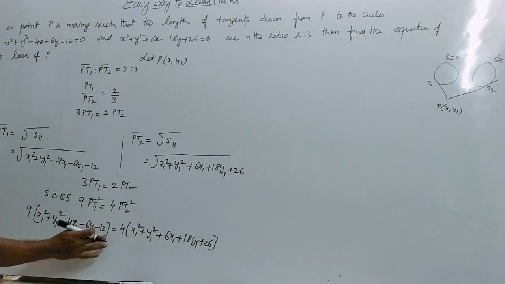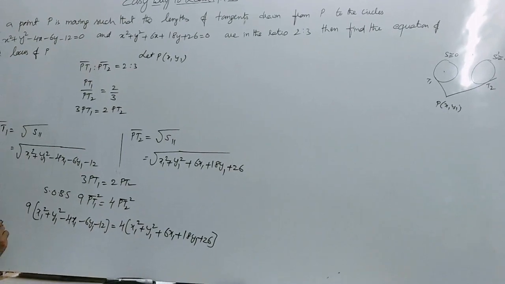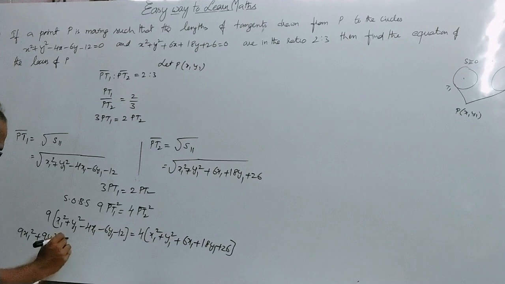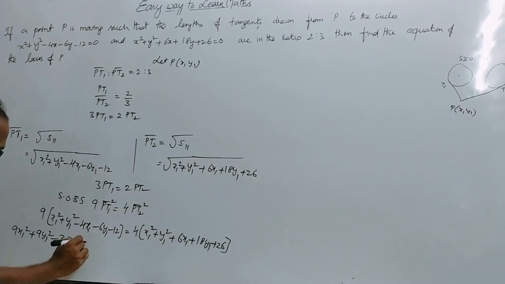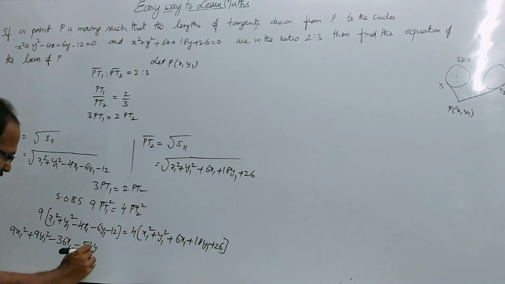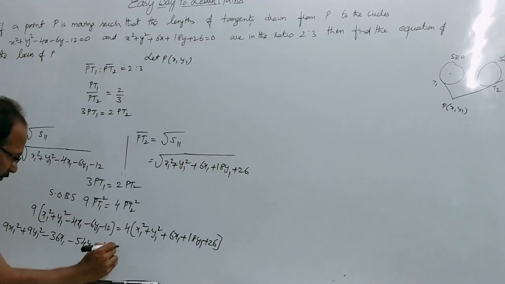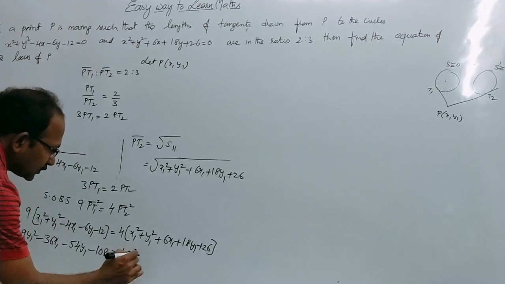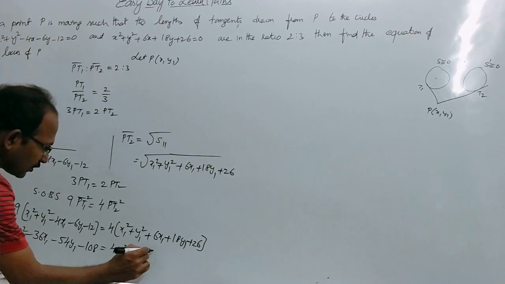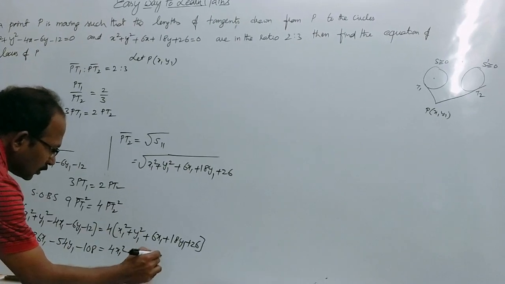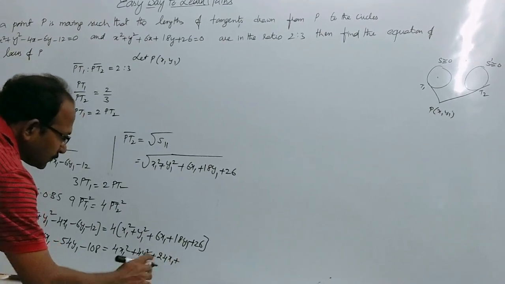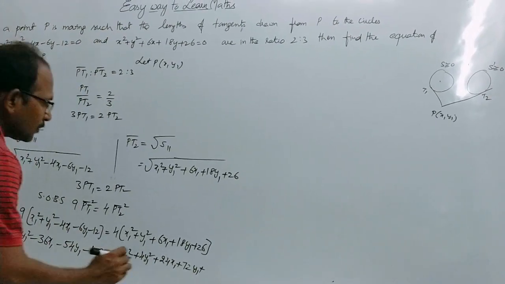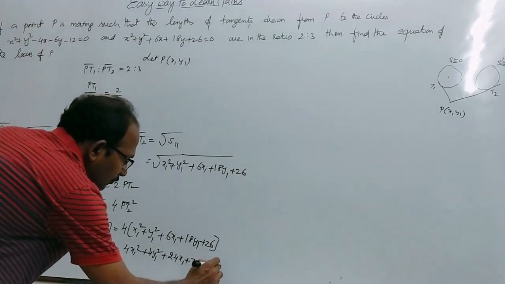Now let us simplify. Multiplying these values with 9, it becomes 9x1 square plus 9y1 square minus 36x1 minus 54y1 minus 108 is equal to, here, 4x1 square plus 4y1 square plus 24x1 plus 72y1 plus 104.